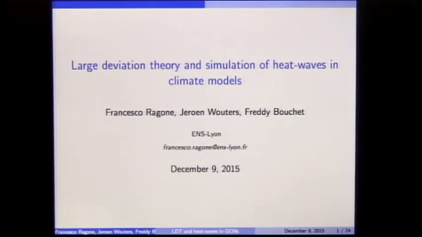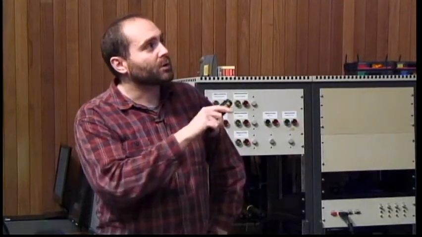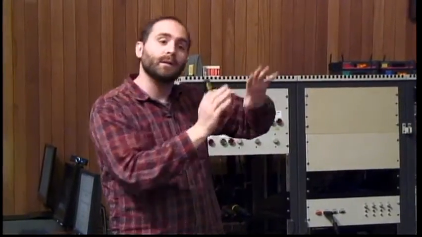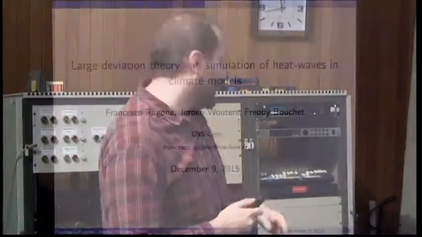This is work that I've been doing since May with Freddy Bouchet at ENS-Lyon, and also in partial collaboration with Jeroen Wouters, because this was an AXA-funded project. AXA is an insurance company that has a private research fund to fund postdoc positions, and this is a project that was originally started by Jeroen. Then Jeroen went to work on another project, and I stepped in, and I did this part of the work while he focused on another one.